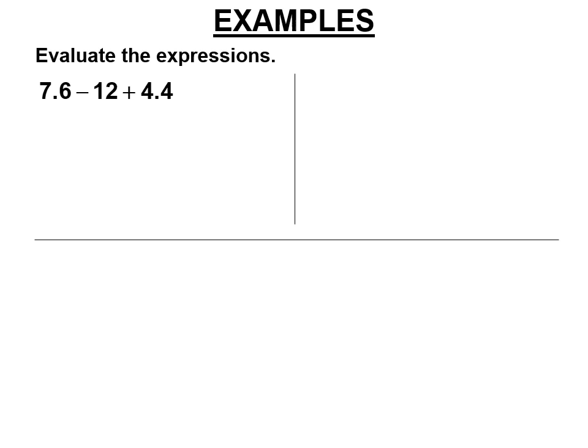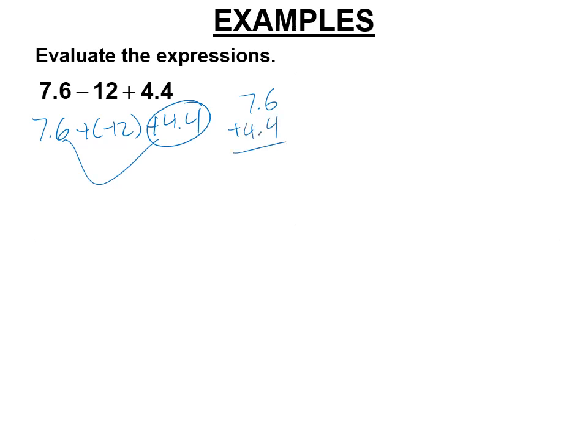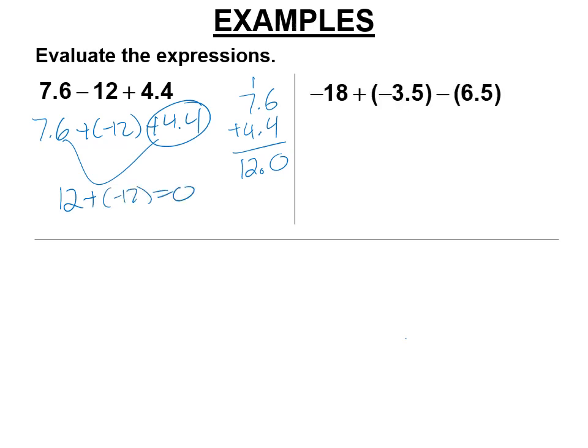All right, so now we're going to do decimals. 7.6 plus negative 12 plus 4.4. I might add these two positives together, 7.6 plus 4.4, right? It's addition now, so I don't have to worry about order of operations. Those add up to 12. Oh my goodness, so it's 12 plus negative 12. It's 0.